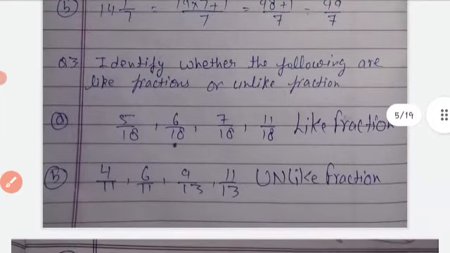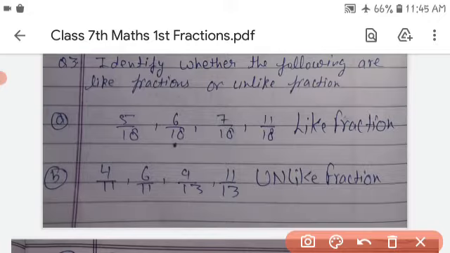Question 3. Identify whether the following are like fractions or unlike fractions. 5 by 18, 6 by 18, 7 by 18, 11 by 18. All have the same denominator, 18. 18 is the same denominator, so these fractions are like fractions.